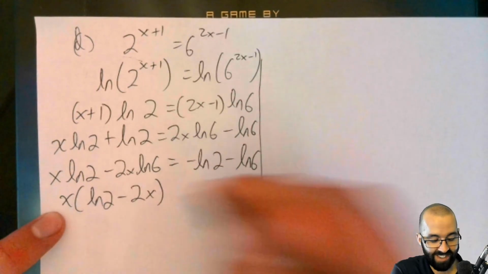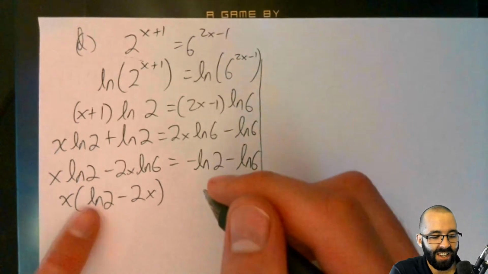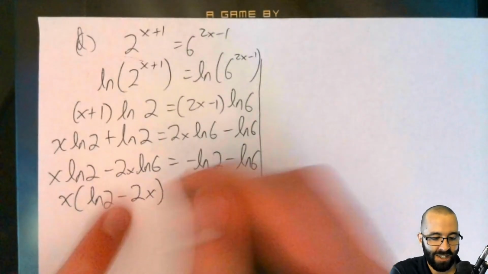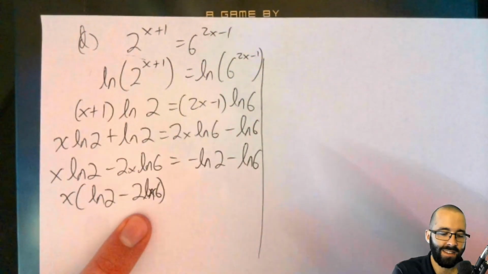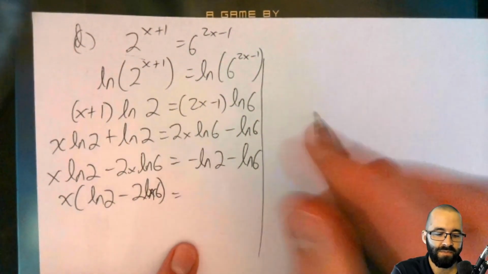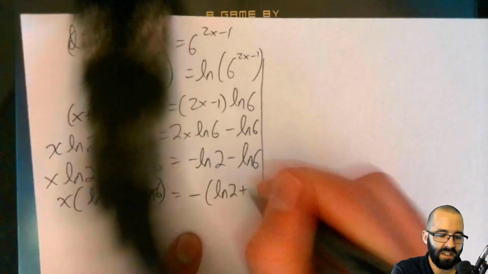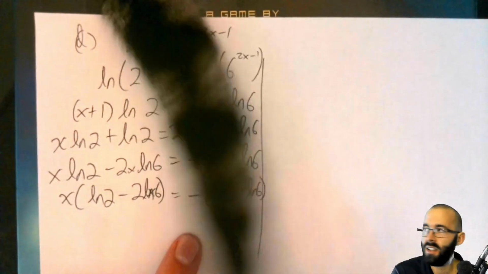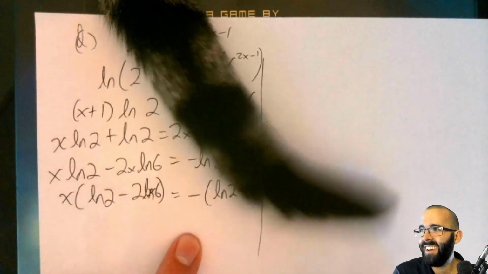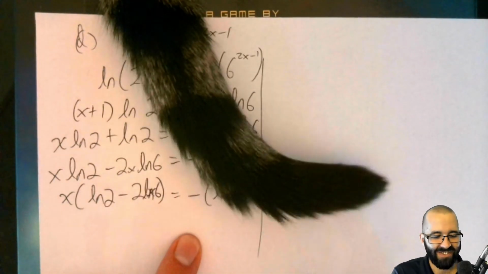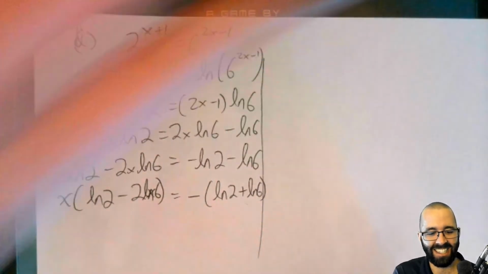Oh, that's not it. This is why you don't do math in pen. You get the natural log of 2 minus 2 times the natural log of 6, like so. And the right-hand side is the same. Okay. I'm going to factor out a negative of the right-hand side just to have things be a little bit more positive looking. But excuse me. He didn't like that.